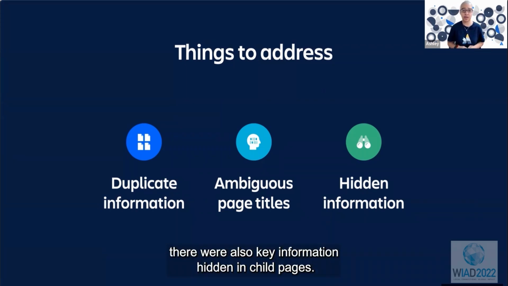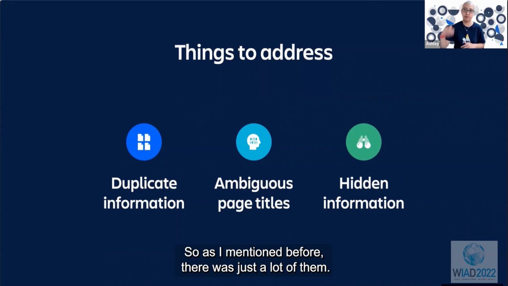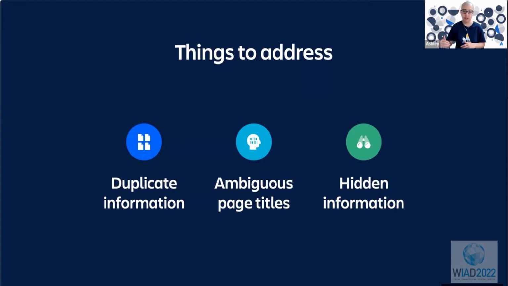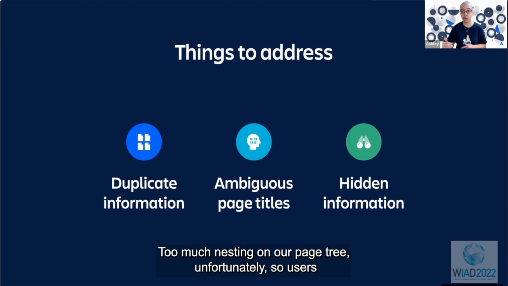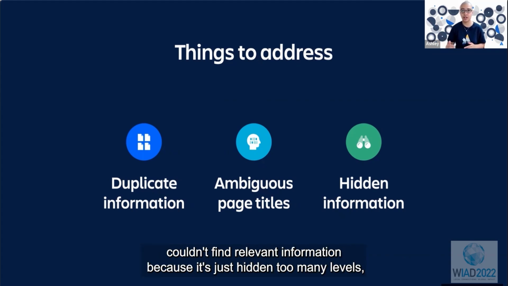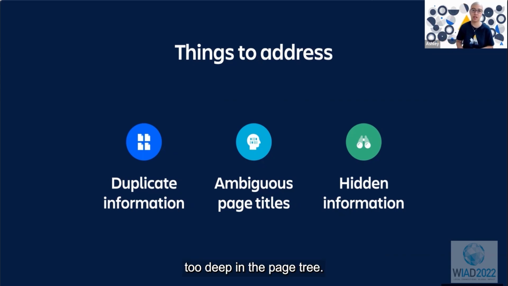And lastly, there was also key information hidden in child pages. As I mentioned before, there was just too much nesting on our page tree, unfortunately. So users couldn't find relevant information because it's hidden too many levels deep in the page tree.